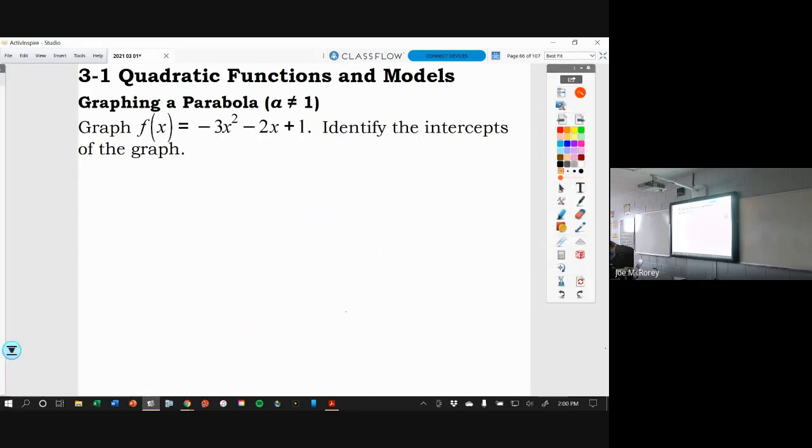We're going to graph negative 3x squared minus 2x plus 1. We're going to identify the intercepts of the graph. We're going to find the vertex by completing the square and writing this in vertex form.